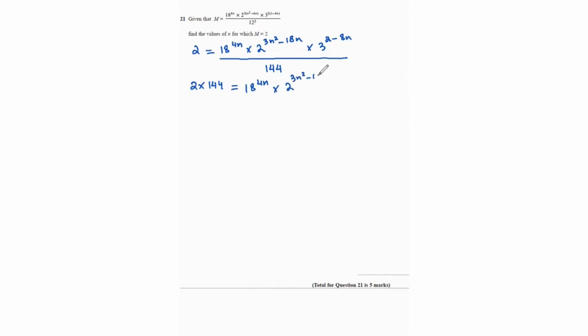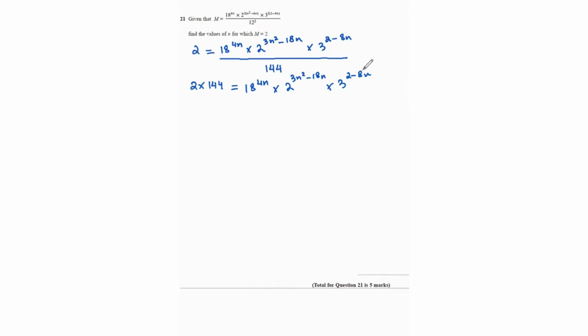Then it says, given that m equals 18 to the power of 4n times 2 to the power of 3n squared minus 6n times 3 to the power of 2 times 1 minus 4n over 12 squared. We have to find the values of n for which m equals 2. So 2 equals 18 to the power of 4n times 2 to the power of 3n squared minus 18n (expand the bracket) times 3 to the power of 2 minus 8n divided by 12 squared, which is 144. So let's cross multiply. 2 times 144 equals 18 to the power of 4n times 2 to the power of 3n squared minus 18n times 3 to the power of 2 minus 8n.